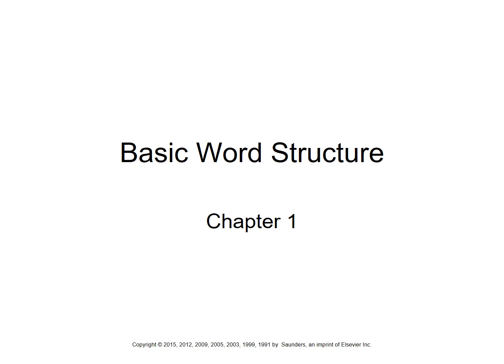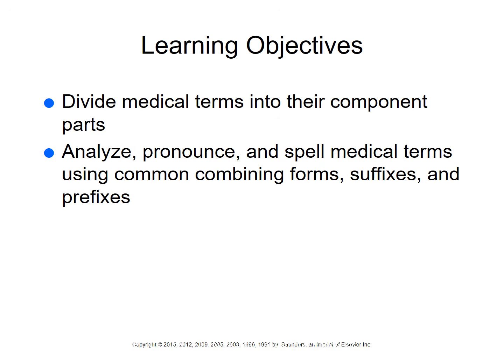This first chapter of your book is called Basic Word Structure. As far as objectives are concerned, we're going to divide medical terms into their component parts. You're going to see that it's rather easy to determine the meaning of a medical term if you break it apart. So we're going to be looking at how you do that.